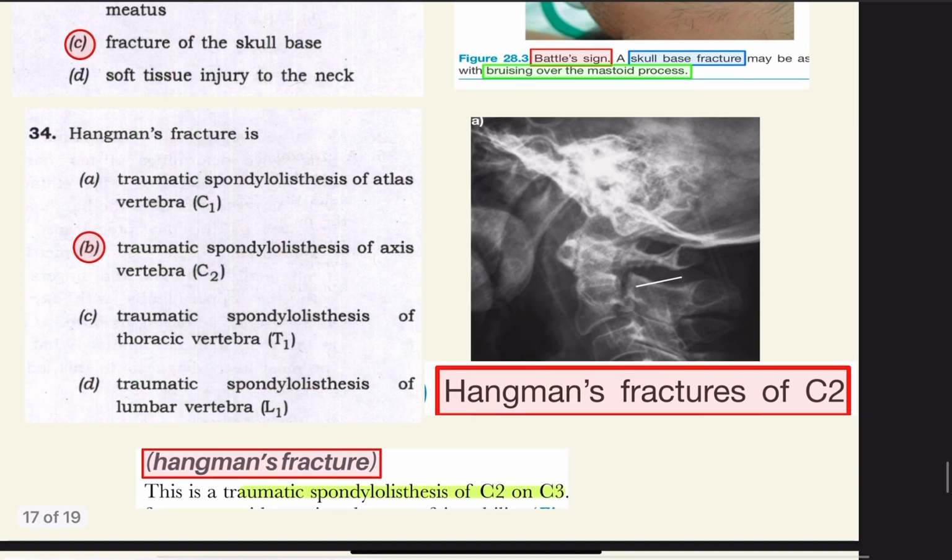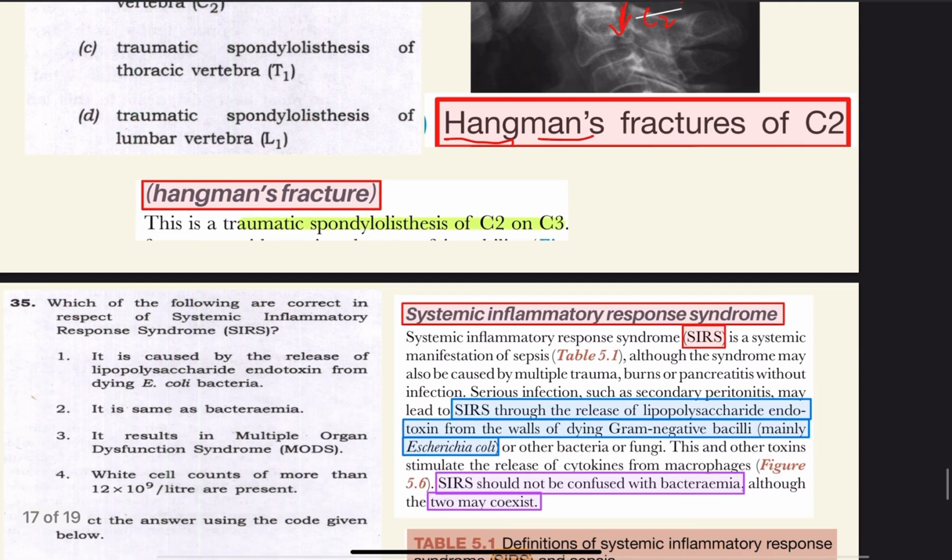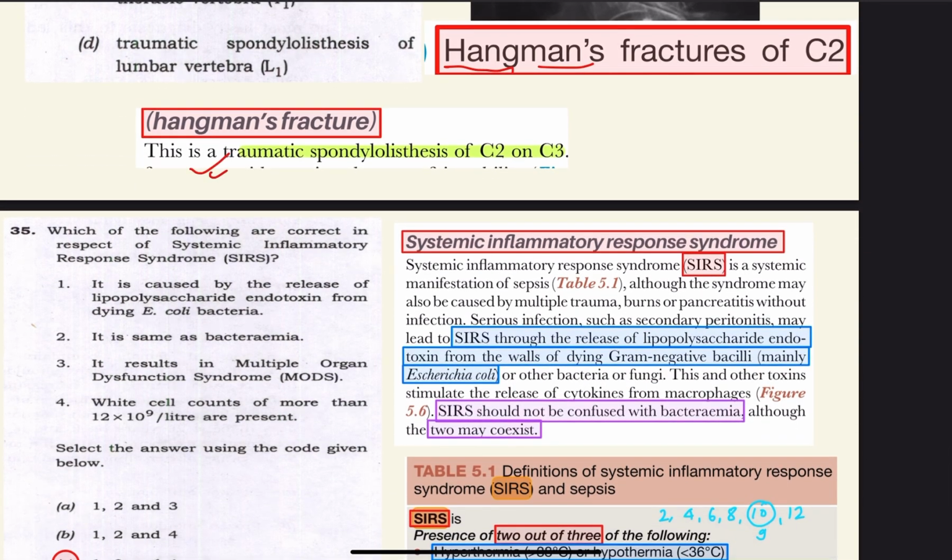Okay. Hangman fracture. Hangman fracture is fracture of C2. Two names, hangman, so it's C2. Remember that. And this is also a picture given in Bailey. So this is C1, this is C2, and you can see the fracture. Okay, so traumatic spondylolisthesis of axial vertebra C2. Okay, this is a direct line from Bailey.